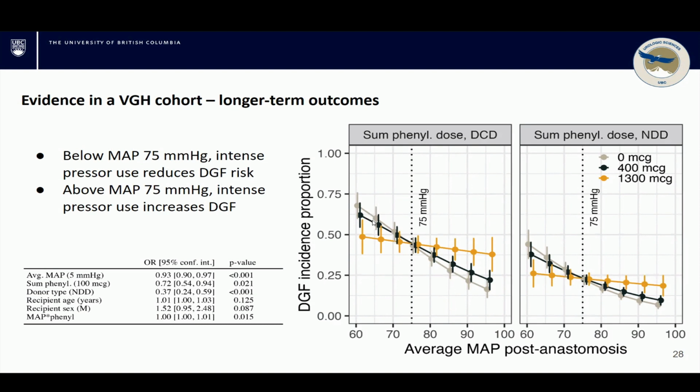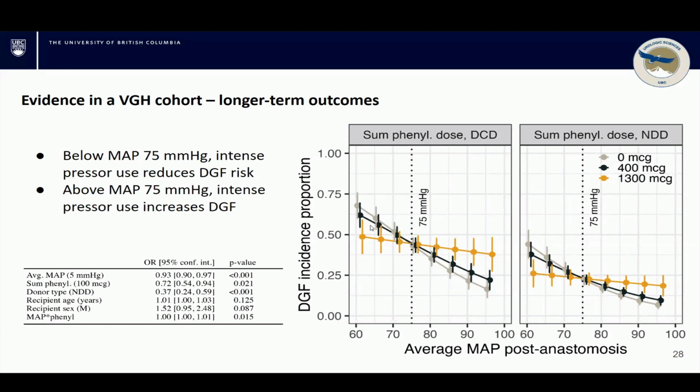So black here is the baseline risk curve where a mean quantity of pressors was used. That was about 400 micrograms. And then the lighter line is -1 standard deviation, which is 0. And then the colored line, the yellow line, is +1 standard deviation dose of pressors. So that's 1,300 micrograms. And the signal we're observing is this. When the MAP is below this intersection point of 75, when more intense doses of pressors are used, the DGF rate in orange is lower from baseline, which is black.